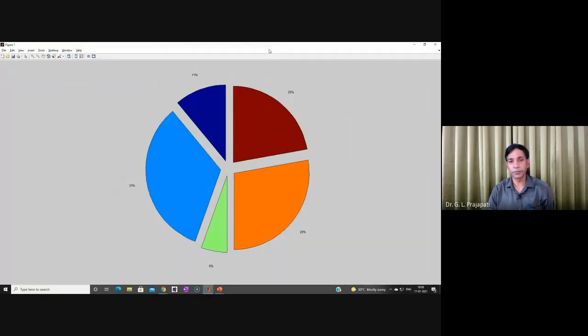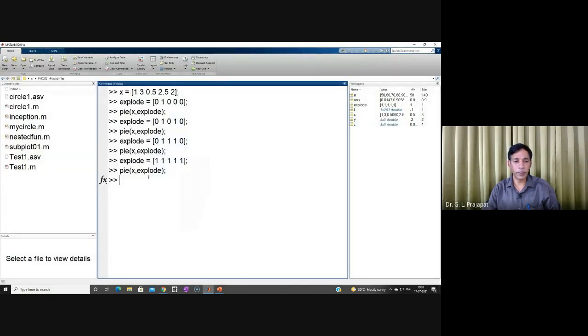This is the situation. Every side is offset. But what is the purpose of this? It is not the purpose actually. Generally, you want to highlight some particular portion that may be important. This is what we are doing in the pie chart.